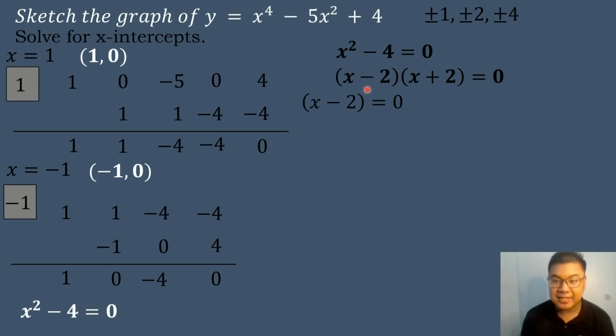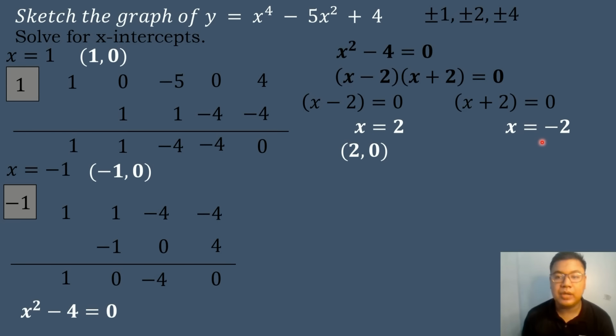We will equate x minus 2 equals 0, and then we will solve for the value of x. So we will transpose negative 2, so the value of x will be equal to 2. So the third x-intercept will be x is equal to 2, and the ordered pair is 2, 0. And then again, we will equate x plus 2 equals 0. So we will transpose positive 2, it will become negative 2. So the value of our last x-intercept is equal to negative 2. And our last ordered pair is negative 2, 0.